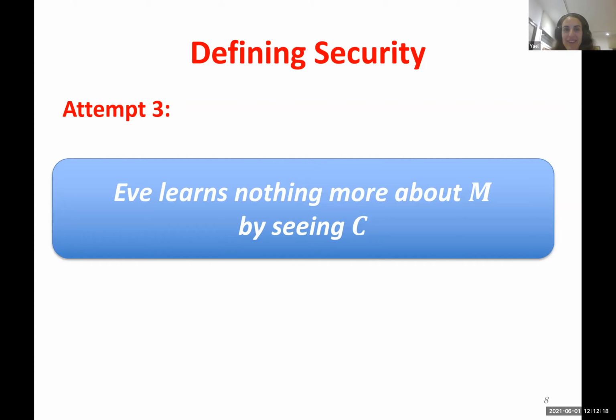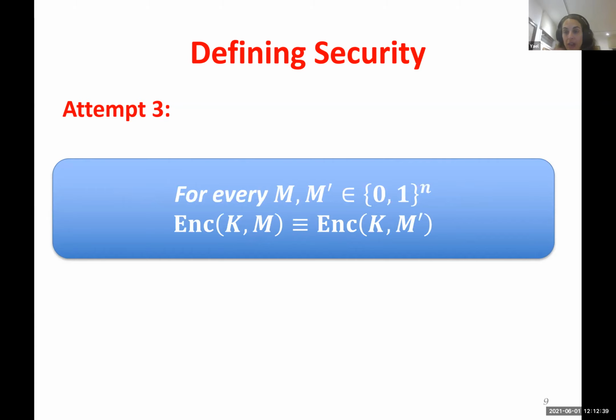Okay, so here is another attempt: Eve learns nothing about the message by seeing the ciphertext. She may know something originally, but by seeing C, she doesn't learn more. So how do I want to formalize it? Here's the formalization. For every two messages, M and M prime, of the same length, because remember we said the length is revealed, if you see a ciphertext that encrypts M and a ciphertext that encrypts M prime, these are distributed identically. She may know ahead of time some information about what was encrypted, but the ciphertext doesn't give her any more information, because the ciphertext has the same distribution no matter what message you encrypt.